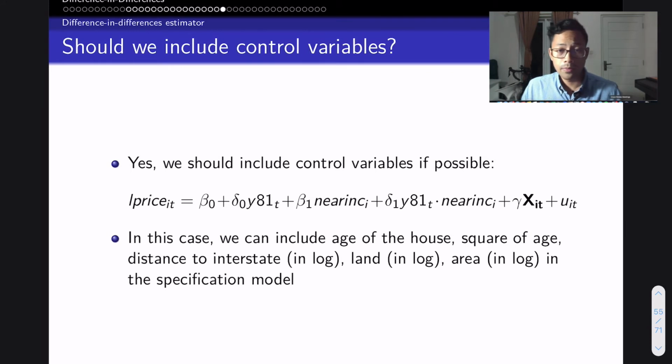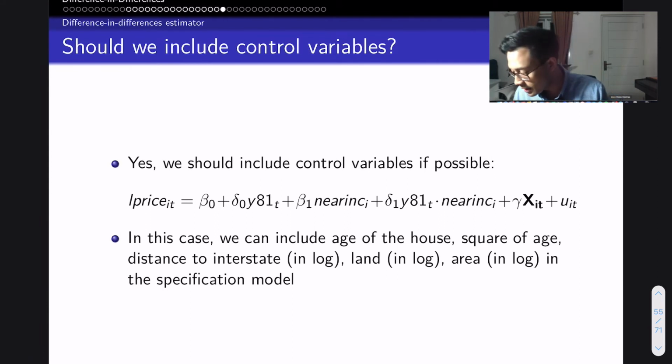So the basic question that people ask about the DID model is, are we just satisfied with the basic model where we include the treatment variable, the pre and post variable, and the interaction between the two? Well, the answer is yes, of course, if you have information on the variables that would affect the price of the houses, I think you should include that in the model.